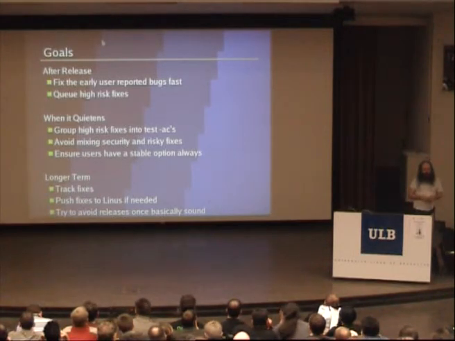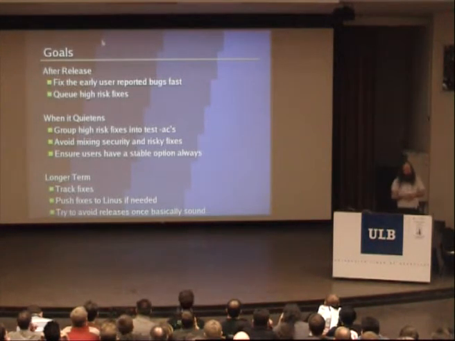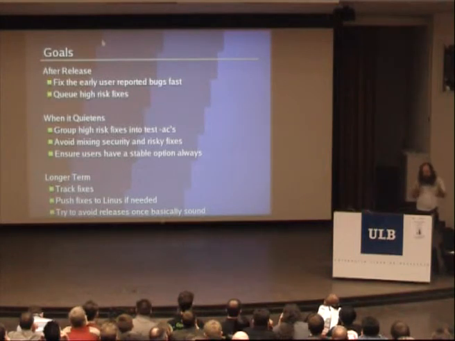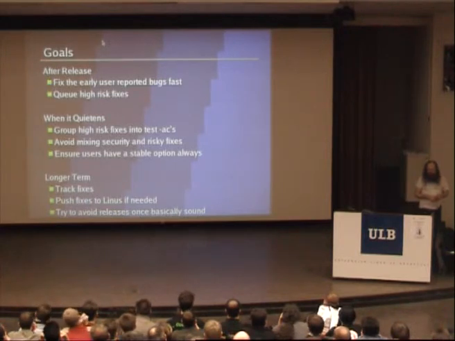As I said, don't mix security bugs and risky fixes. That really, really upsets people. And try to make sure for the users there's always an answer to what stable kernel should I be running. So you have to definitively say, I need the right kernel, what is it? The longer term thing is, track all these fixes, persuade Linus to fix the bugs.